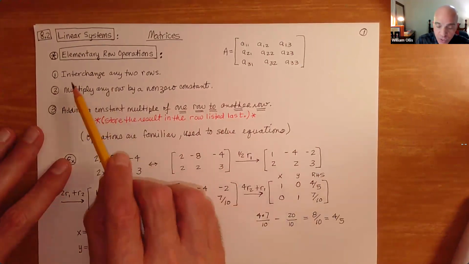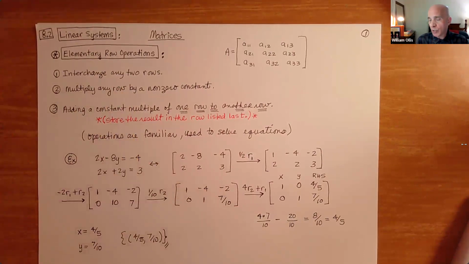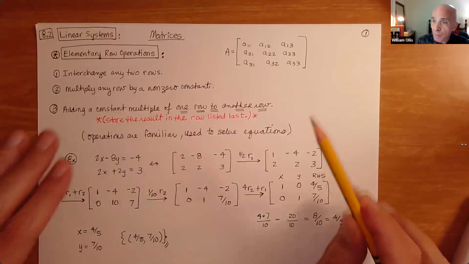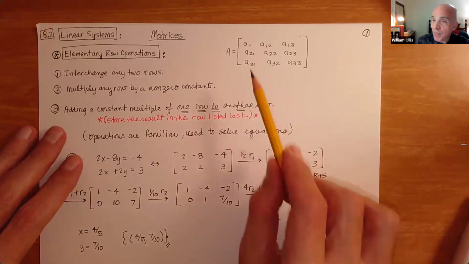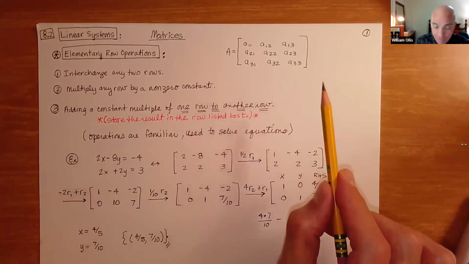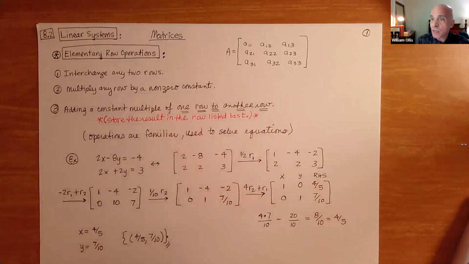That is the first operation. For instance, if you write down two linear equations, you can write them down in any order you like. You can interchange them. The same is true for the rows of a matrix, especially when they depict the actual equation. You can multiply any row by a non-zero constant.